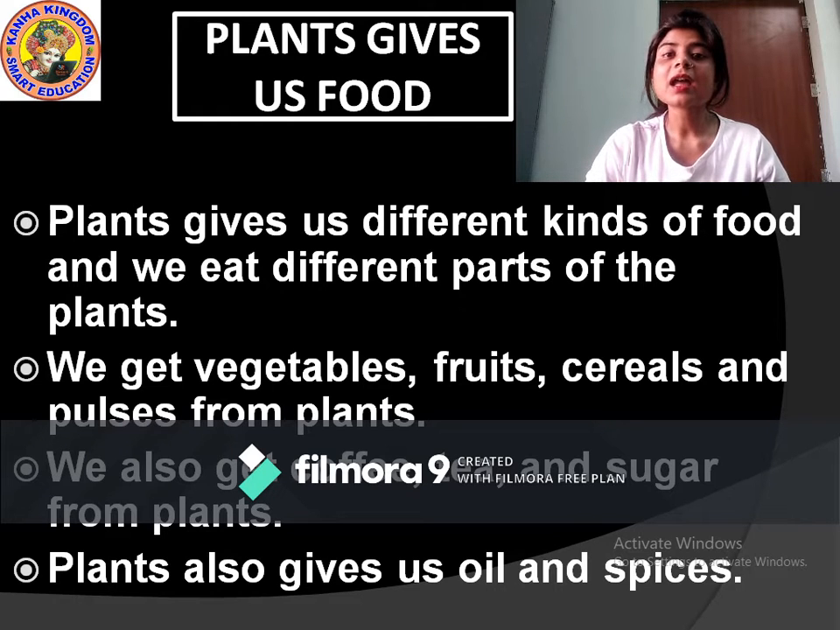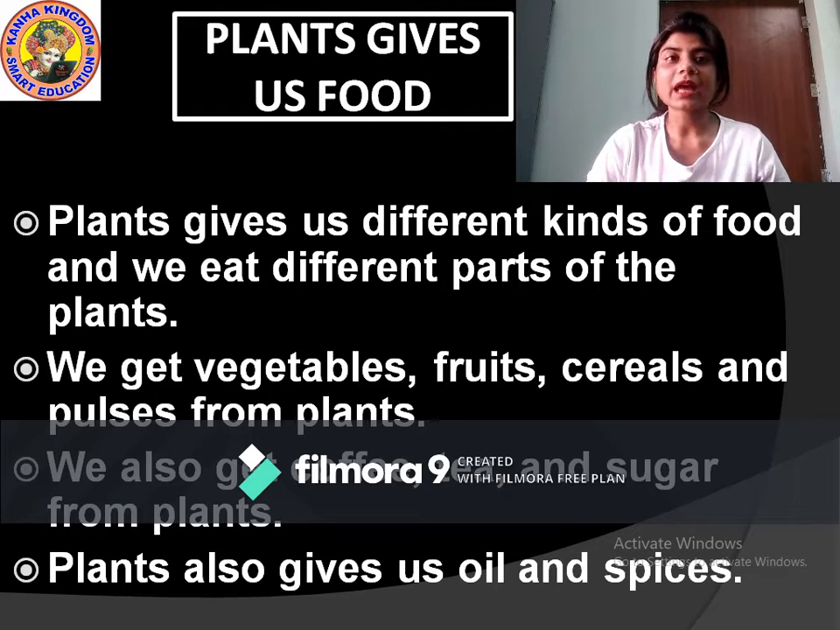Spices means the masalas that your mother puts in your food when she cooks. Yes or no? Those are spices, like turmeric powder, then coriander powder. Understood? Cloves, then cardamom. These are called spices.